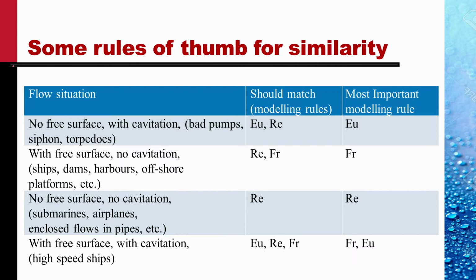In cases when there is no free surface and no cavitation, like in submarines operating far below the surface in the deep sea, airplanes, and in closed flow in pipes, etc., we need to match only Reynolds number. Any situation where we have a free surface as well as cavitation, like in high-speed ships, all three parameters, Euler number, Reynolds number and Froude number, need to match.